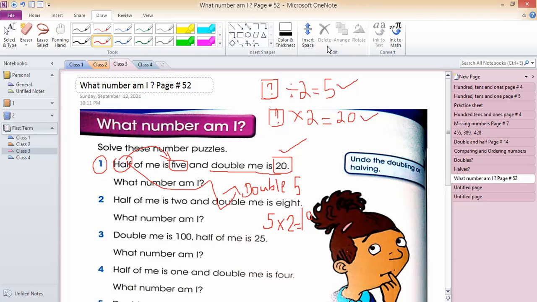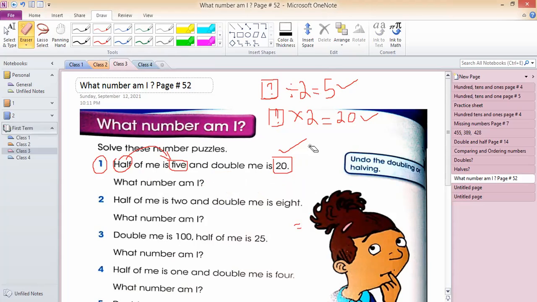Let me take Sharif's question, what he wants to ask. Yes, Sharif. Sir, do you mean we multiply 5 to get 10, and then we do 10 multiplied by 2?